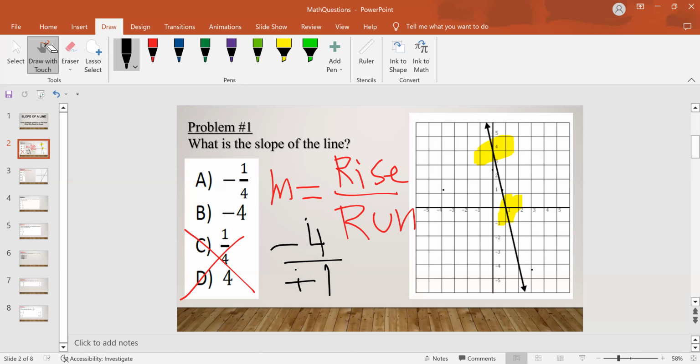Okay, that's it. So we have the slope as negative 4 divided by positive 1. And negative divided by positive is negative. Therefore, the correct choice here is choice B. We're going to get the same answer if someone decided to move from this second point and go up. So let's check that.